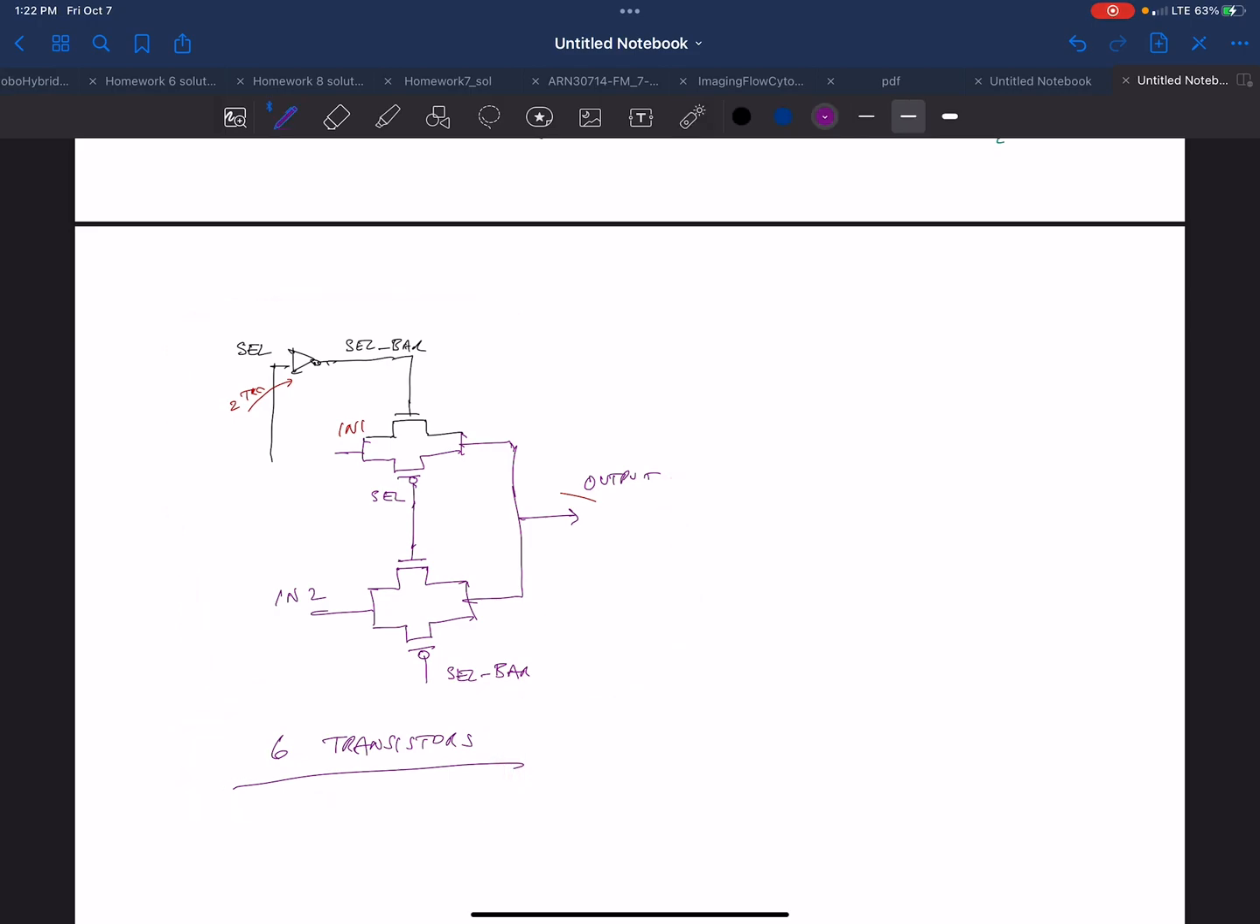Okay, and this combination is a pretty popular combination, which is an NMOS and a PMOS in parallel. Okay, it makes a good switch because it passes both a 1 and a 0. Okay, and this is called a transmission gate.